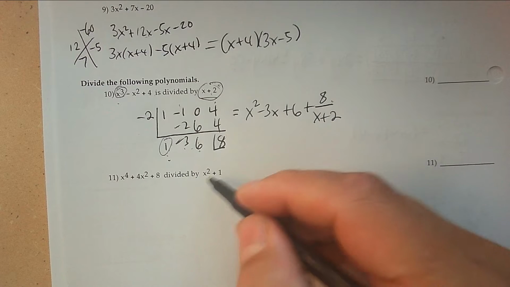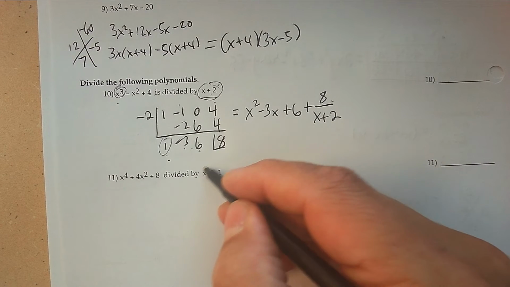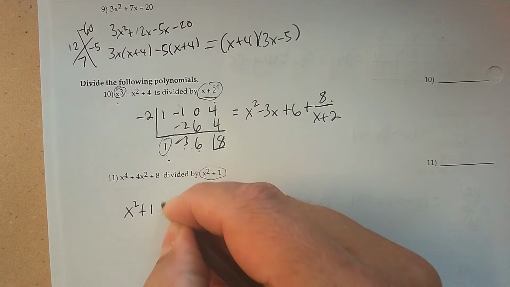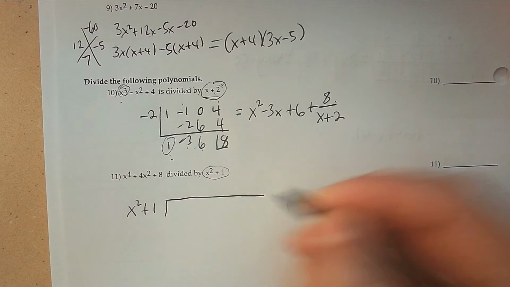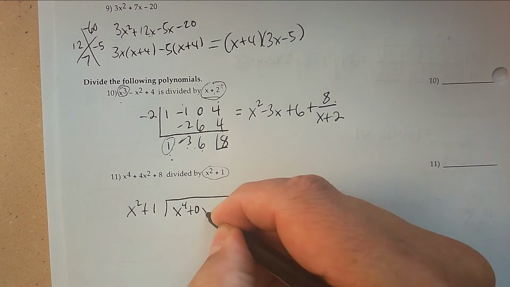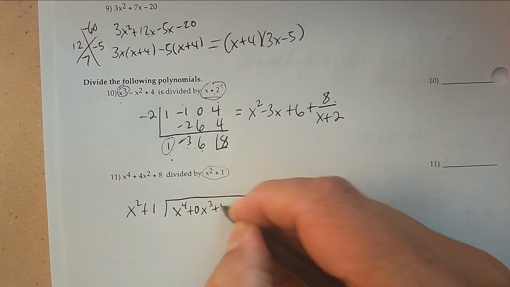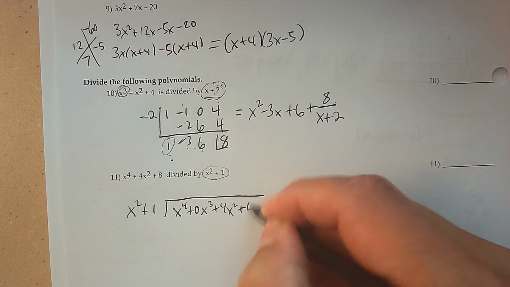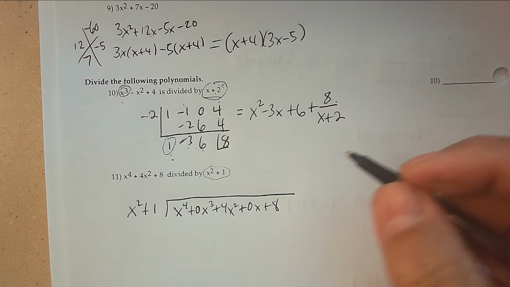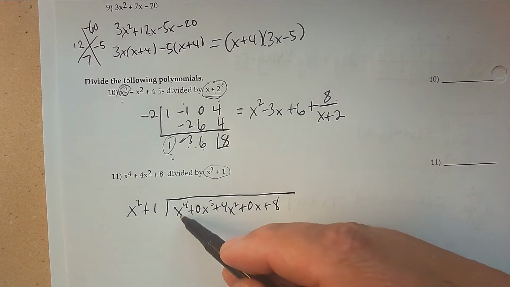Number 11, you can't divide this using synthetic because it's not linear. It's x squared. So we have x squared plus 1, and we're going to divide it into x to the 4th. Now I am going to include this. I may not need it. 0x cubed, but it's good practice. 0x and 8. And again, I may not need those zeros, but I might need those placeholders. So we'll see. So we'll start with power over power.